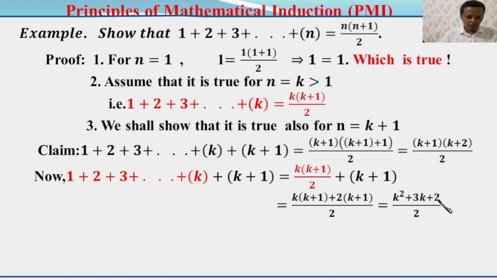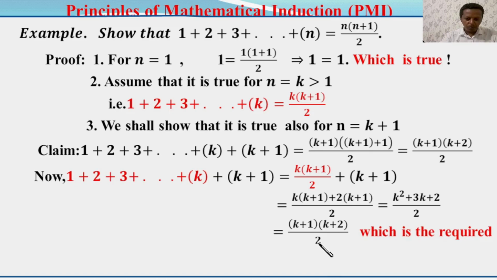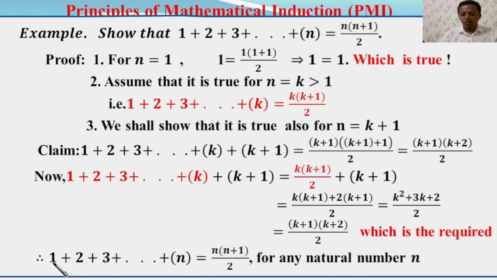k squared plus 3k plus 2. When you factorize this quadratic expression, you will get (k plus 1) times (k plus 2) over 2. So we prove that the statement is also true for k plus 1. The sum of the first k plus 1 natural numbers is equal to (k plus 1) times (k plus 2) over 2. So inductively, the statement is true for every natural number.